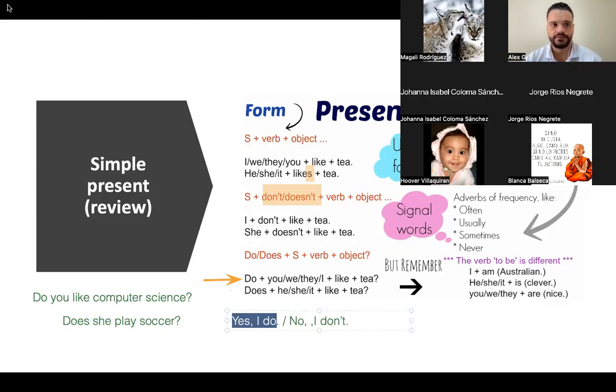But before we continue, we have something very important. Sorry, Magali, bad connection? It's okay, no problem. Do you have an example, Magali? No example? It's okay. All right, Magali, let's read here. We have the reasons why we use the simple present. Let's begin by reading this. Magali, can you please read facts?